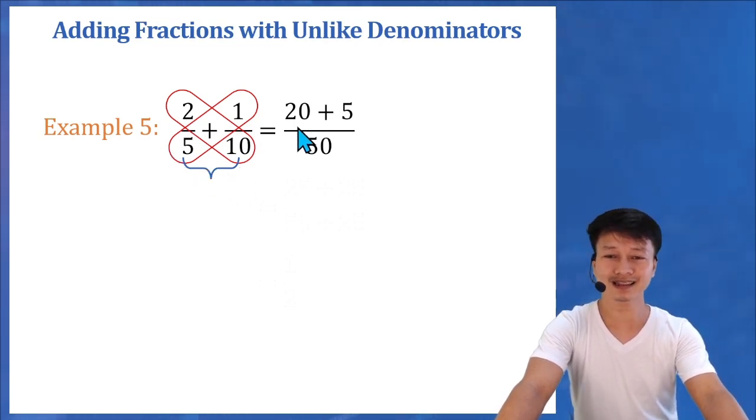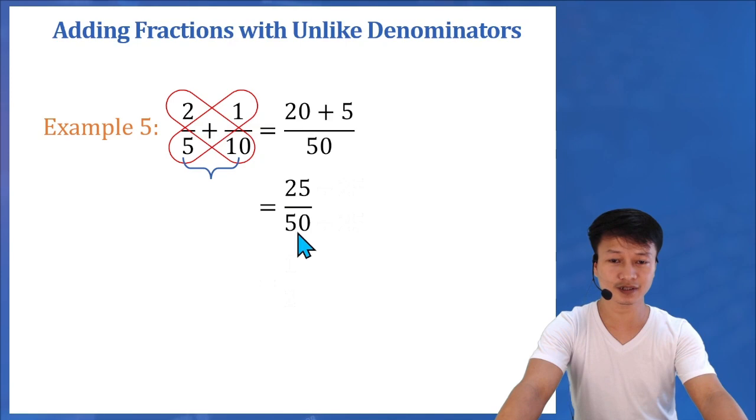Okay, so we now got 20 plus 5 all over 50. And after that, we are going to simplify. So add the numerators 20 and 5. That will give us 25 over the common denominator, which now is 50.